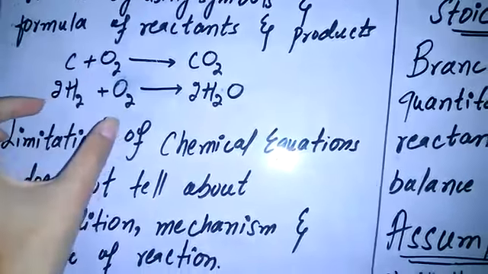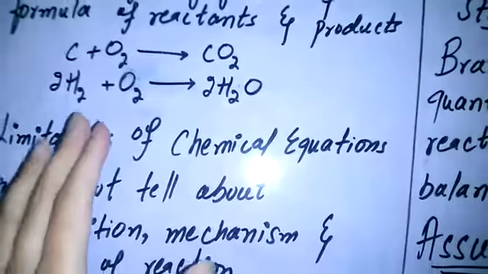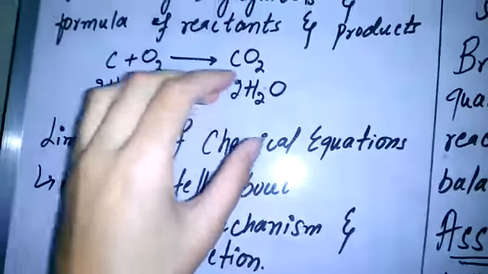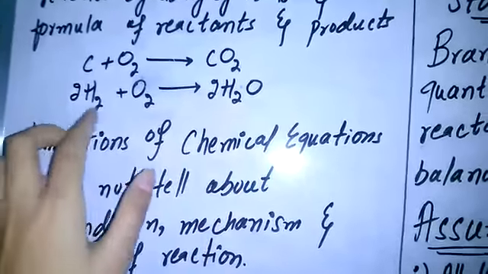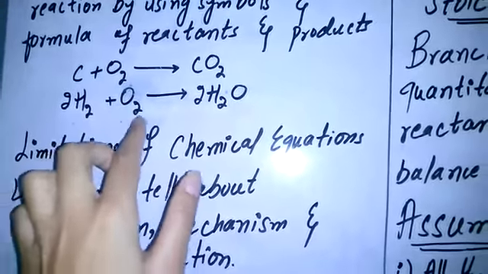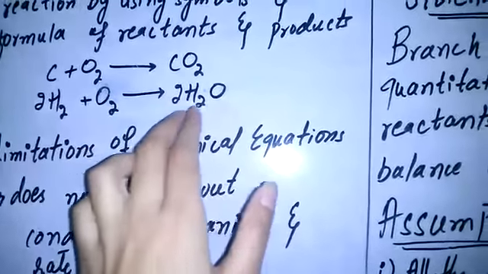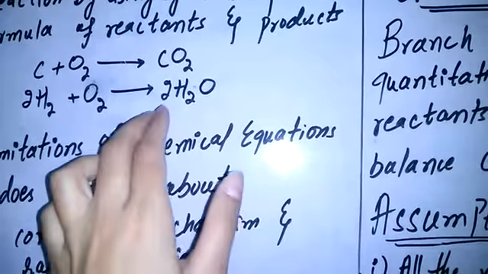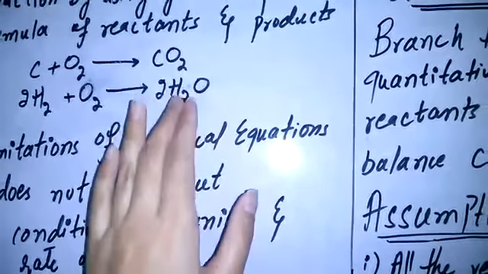In the second chemical equation, this is the equation for the production of water. In this case 2 moles of H2 react with 1 mole of oxygen. These all are reactants to produce 2 moles of H2O, meaning water. Now water is the product.